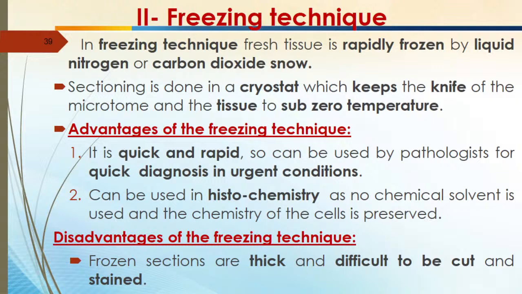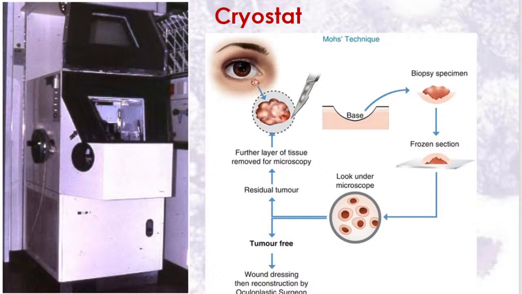This is quick and rapid, and can be used by pathologists for quick diagnosis of urgent conditions. It can be used for histochemistry, as no chemical solvent is used and the chemistry of the cells is preserved. Disadvantages of the freezing technique: frozen sections are thick and difficult to cut and stain. Cryostat. The cryostat we have seen a minute ago.